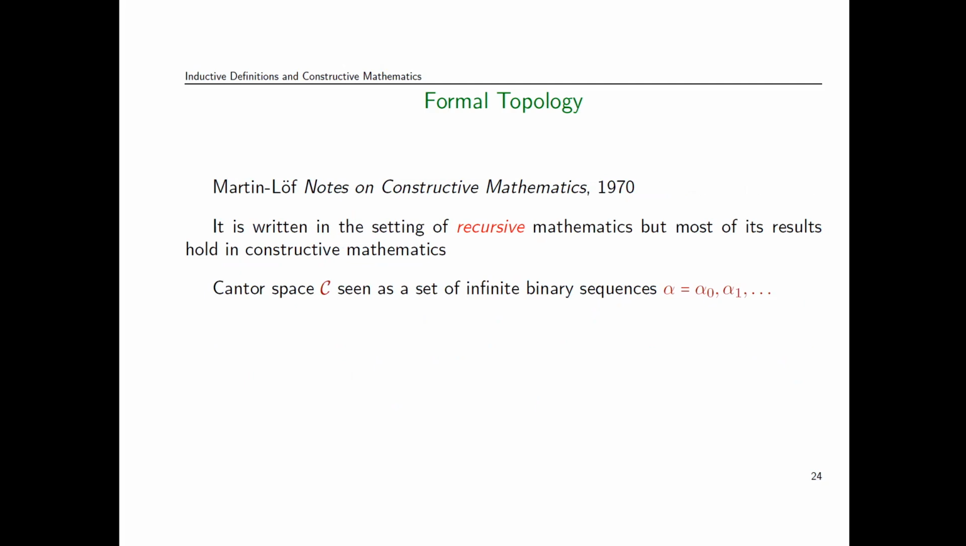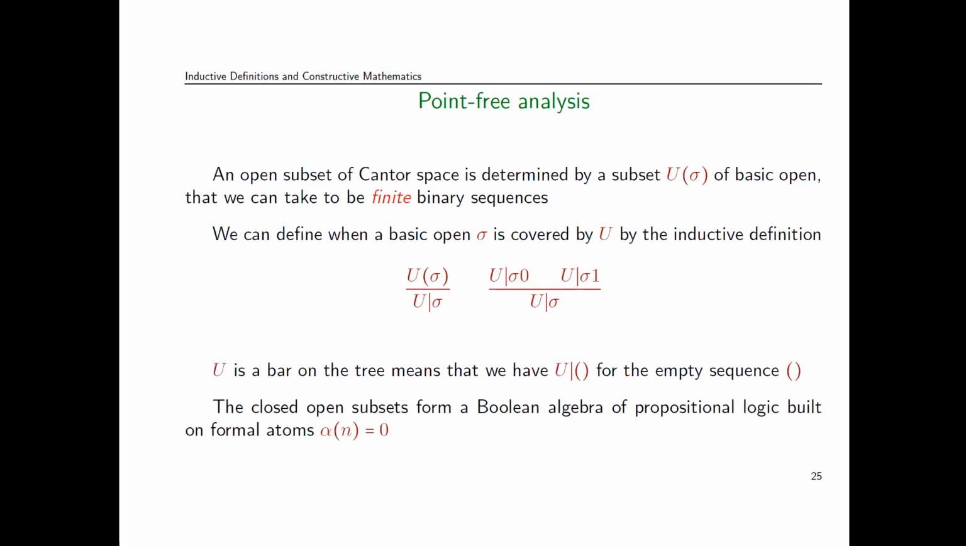So Cantor space, let us look at the analysis of Cantor space first. As a set of points, Cantor space is the set of infinite binary sequences. But then how to do a critical analysis of Cantor space? What is an open subset of Cantor space in a non-naive analysis? An open subset of Cantor space is actually determined by a subset of basic opens, and a basic open is a finite binary sequence.